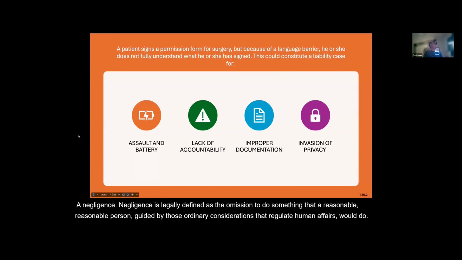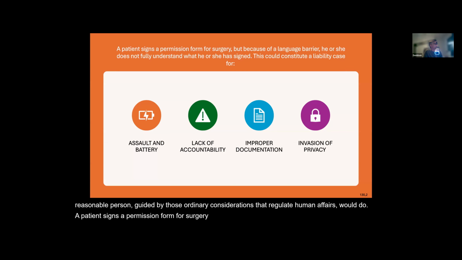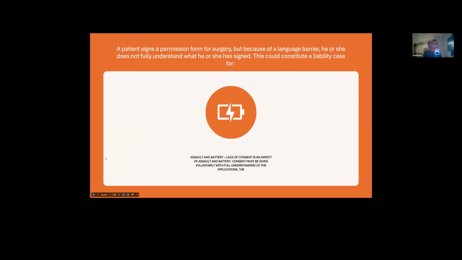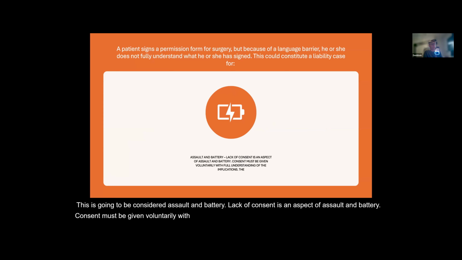A patient signs a permission form for surgery, but because of a language barrier, he or she does not fully understand what he or she has signed. This could constitute a liability case. Would you consider this assault and battery, lack of accountability, improper documentation, or invasion of privacy? This is going to be considered assault and battery. Lack of consent is an aspect of assault and battery. Consent must be given voluntarily with full understanding of the implication.